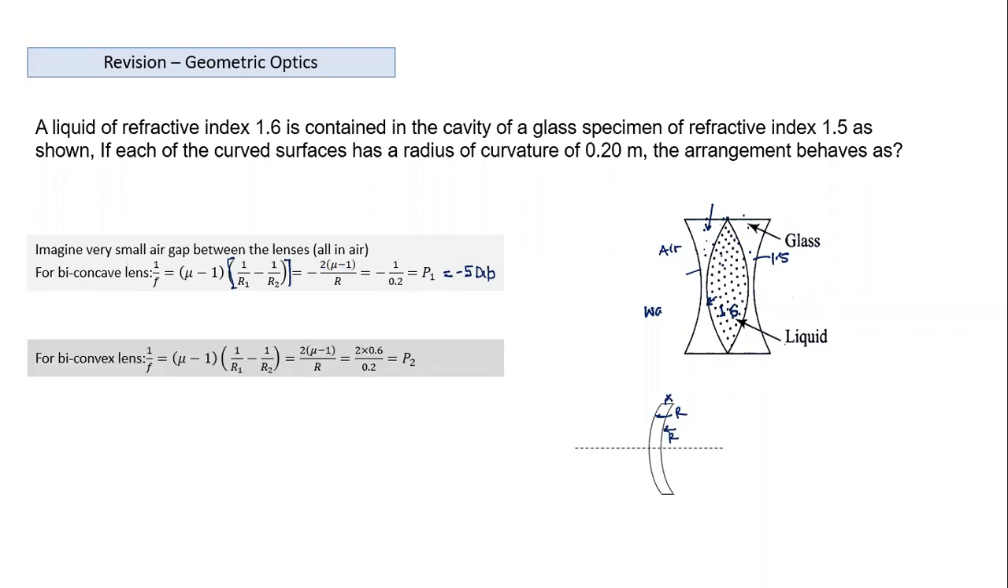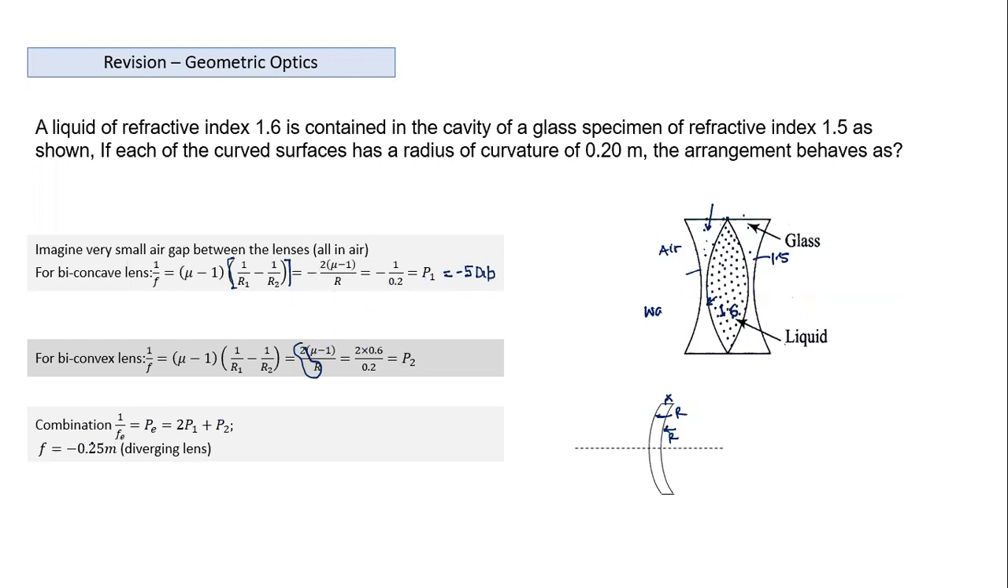Now, the liquid part is like a convex lens. Both radii are the same. In this case, the first is positive and the second is negative, so both terms again become additive. It becomes 2 by R, whereas here it was minus 2 by R. In (mu minus 1), we put the value mu equal to 1.6, and from this expression we get P2 here. What is the combination? The effective or equivalent power is twice P1 plus P2. So we put those values here.